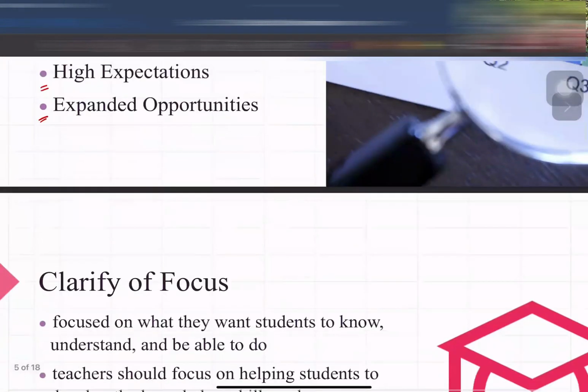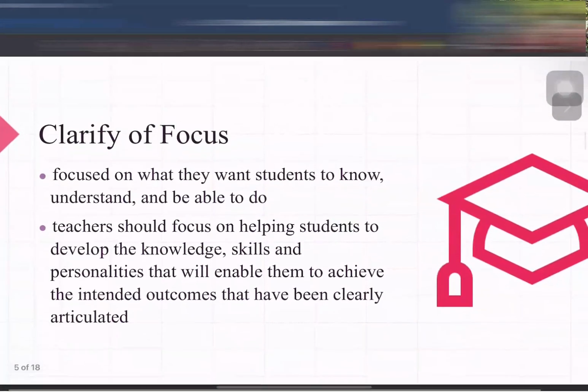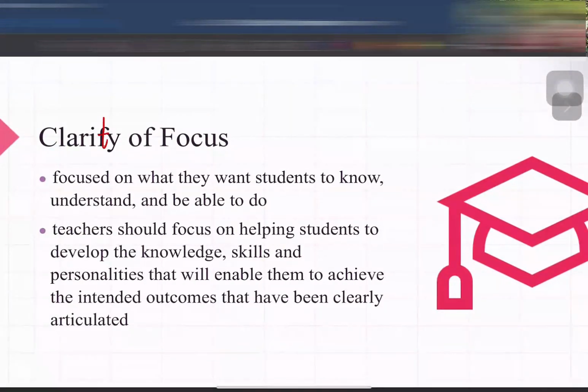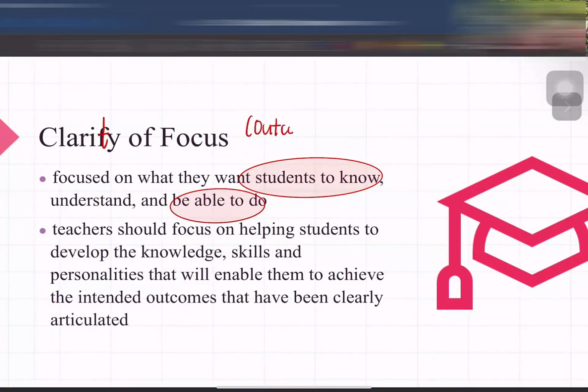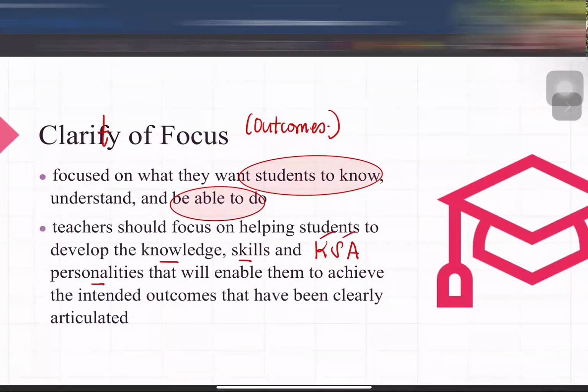Number one is clarity of focus. When I say clarity of focus, it is focused on what we want students to know, understand, and be able to do. Class, this focus that we are referring to is actually your outcomes. Then we should focus on helping students to develop knowledge, skills, and attitudes. Ibig sabihin, class, we are still going back to your K, S, and A.